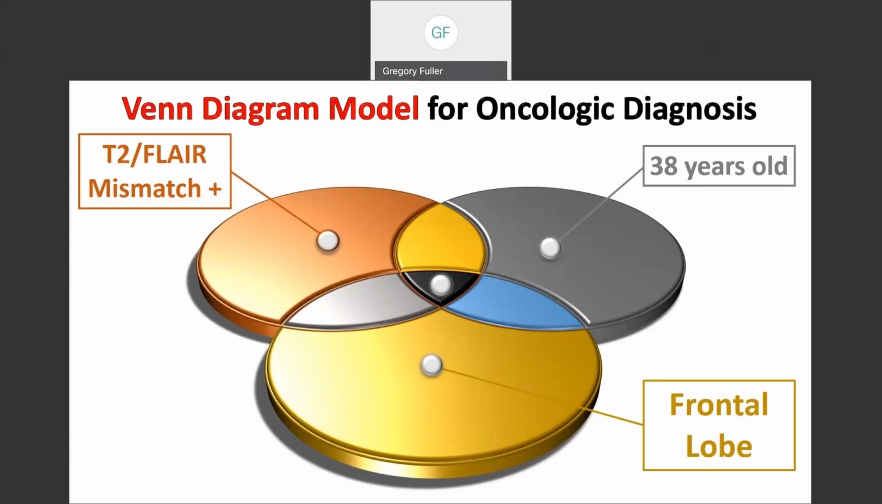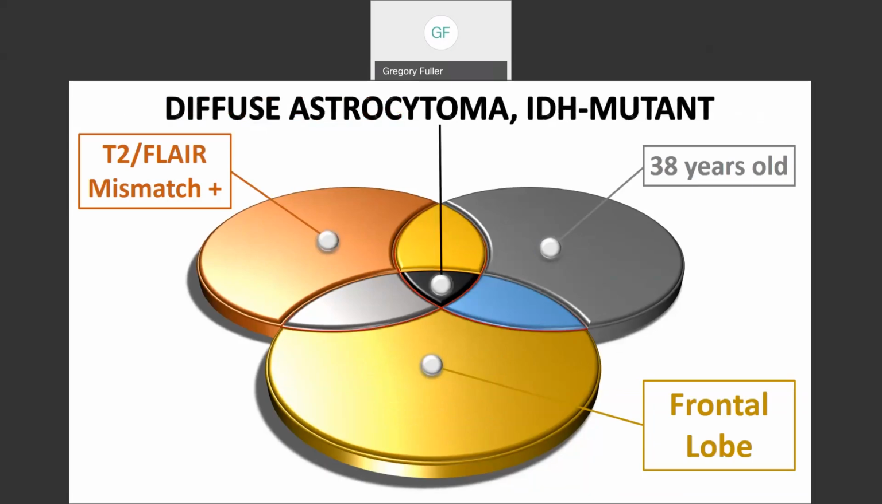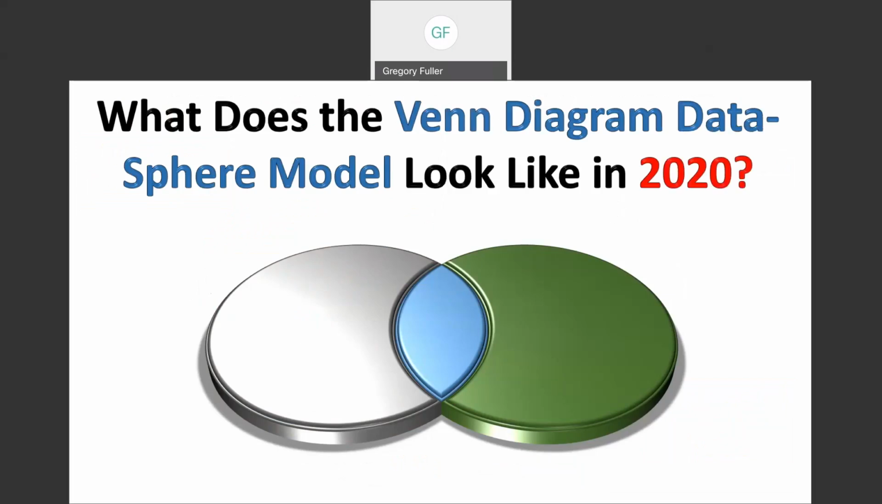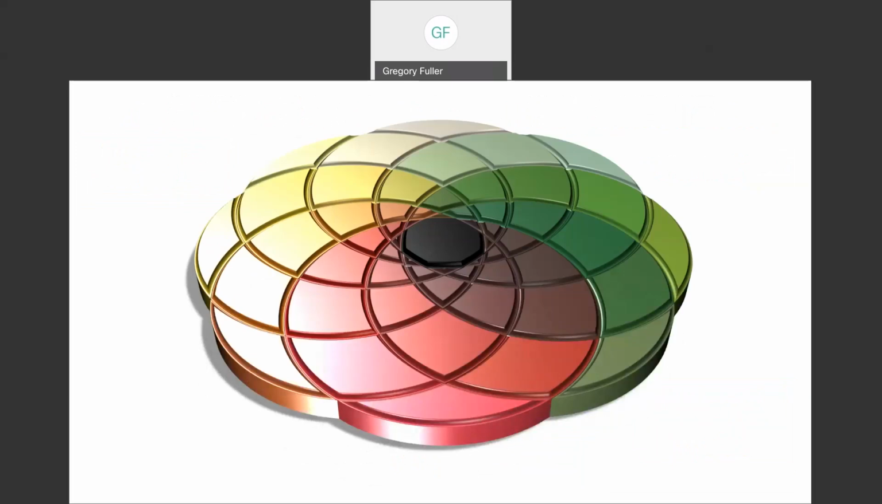And with even more, sometimes 3 data spheres is all you need to get to the answer. All right. And in this particular case, that's it. Diffuse astrocytoma, IDH mutant. So this is a very simple 3 data sphere Venn diagram model. Question: what does the Venn diagram data sphere model look like in the year 2020 for our more challenging cases? Answer: this is what it looks like.